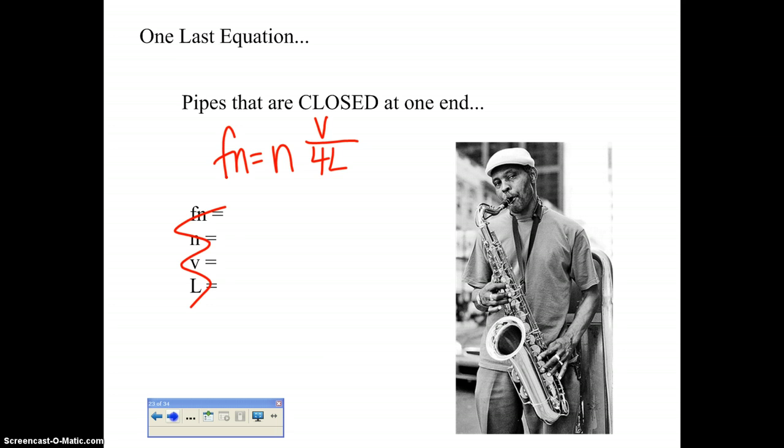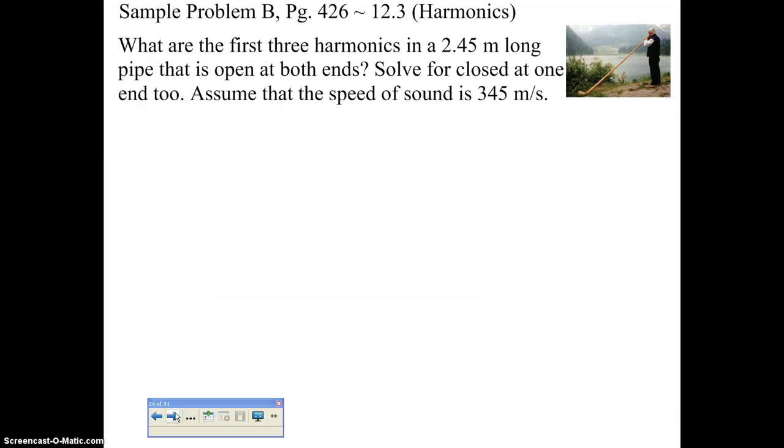Everything still stays the same, guys. Your F of n is hertz, your n is your harmonics, your velocity is your v, your length is still in meters. The difference is 4 is going to be for closed, whereas 2 is for open. A sax, for instance, actually reed instruments, woodwinds, not flutes, would be an example of that. So this is called an Alp horn. You have one of those questions on your challenge problems.